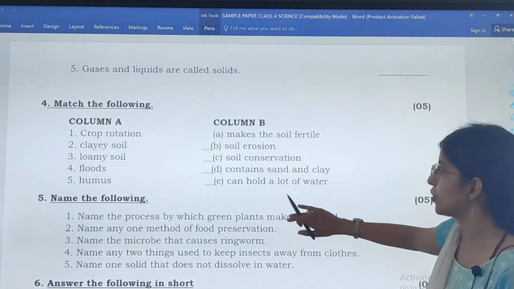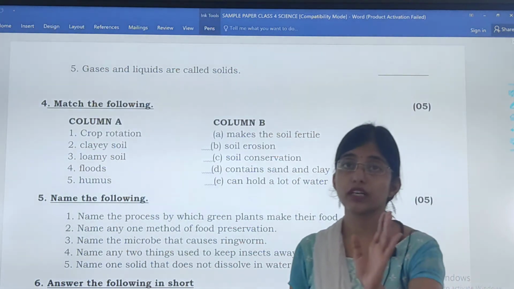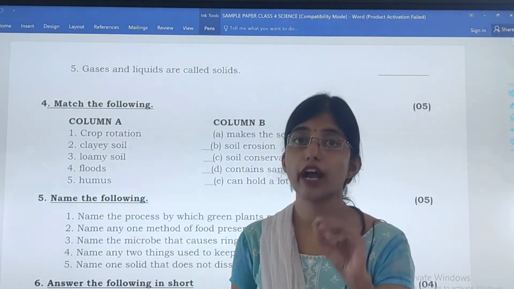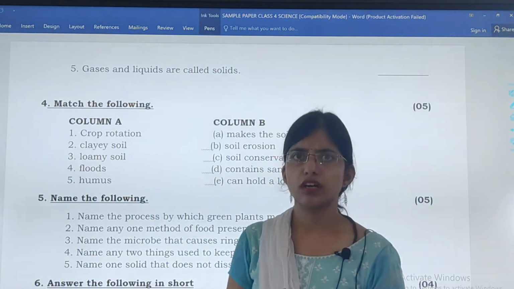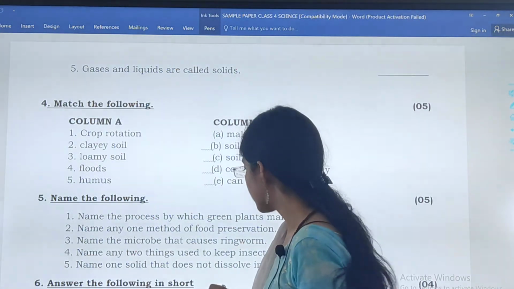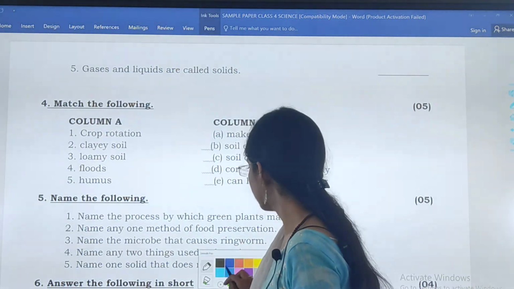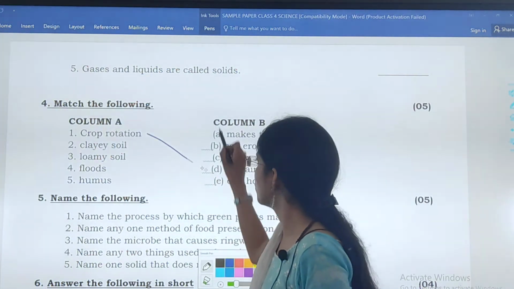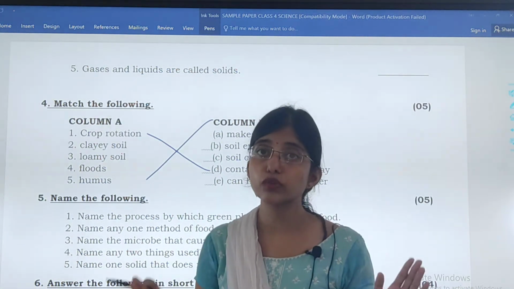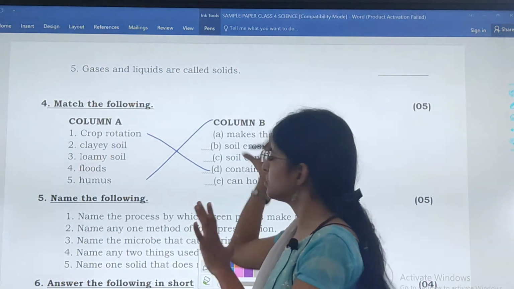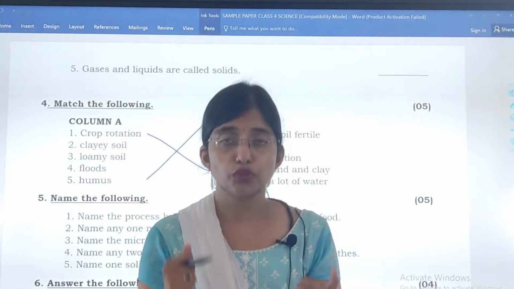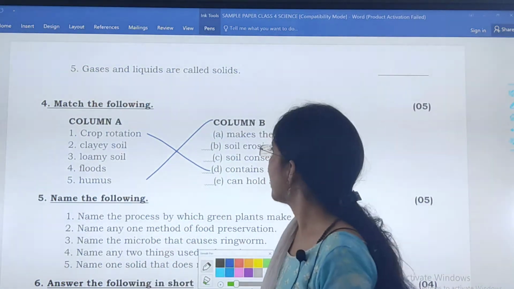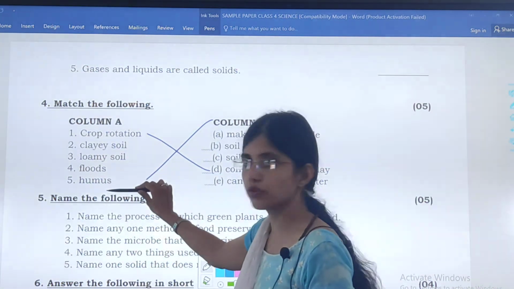Match the following. Now see children, what you have to do here is column A, column B. आप बहुत सारे बच्चे क्या करते हो? You match like this. No, you don't have to do like this. It creates a mess in your question paper. So what you will do is in match the following, first you will write the questions.